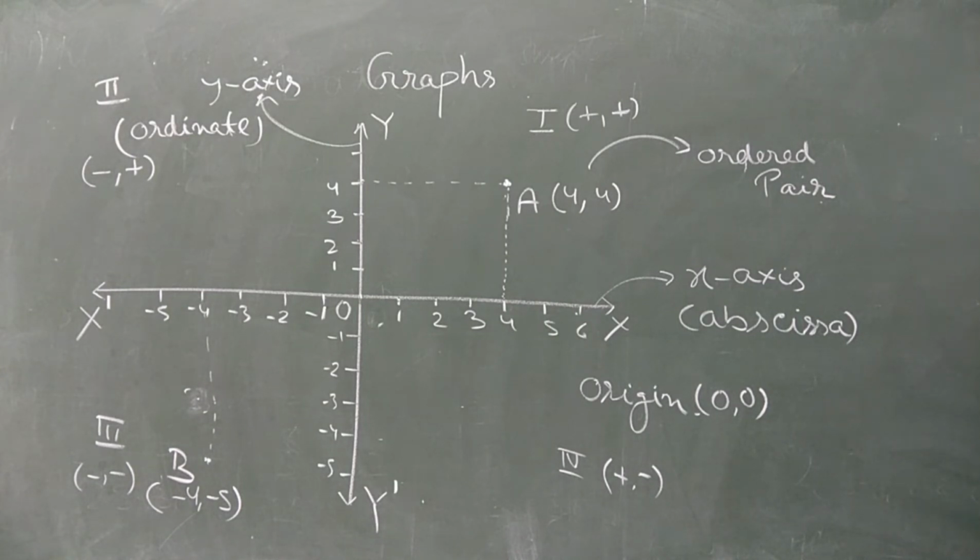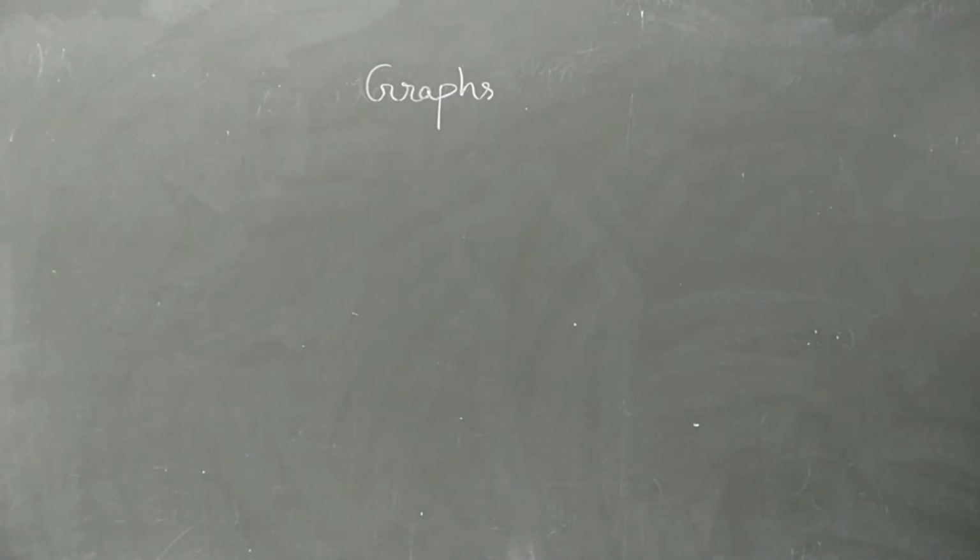So in your exercise 29, you have to solve the first and second questions only, or you can solve all the questions by plotting the points on graph paper. This exercise 29 is very simple. You can solve it by plotting the points only.